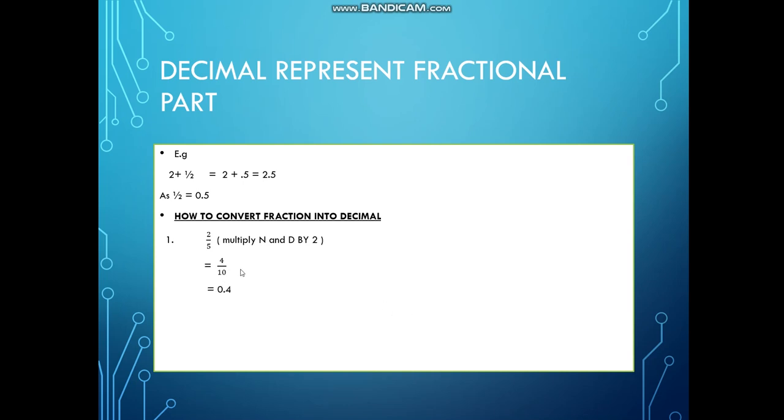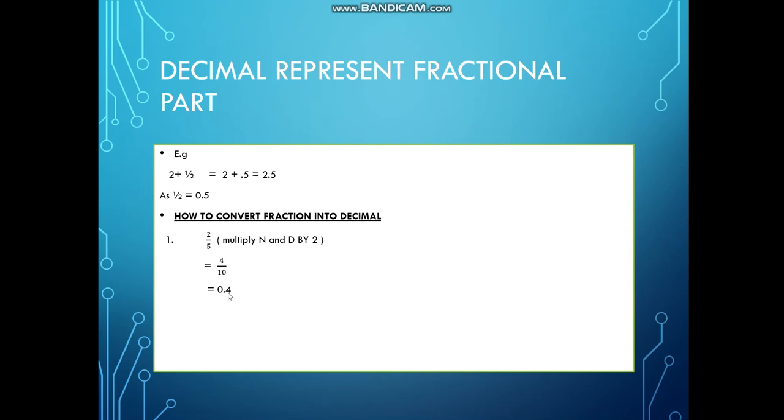So it would be 4 by 10, and we know 2 by 5 is equal to 4 by 10 because both are equivalent fractions. You have done in equivalent fractions that you can multiply numerator and denominator by the same number. Here I have multiplied numerator and denominator by the same number, that is 2. So it would be 4 by 10. Now it is very easy to put the point. 4 by 10 would be 0.4.